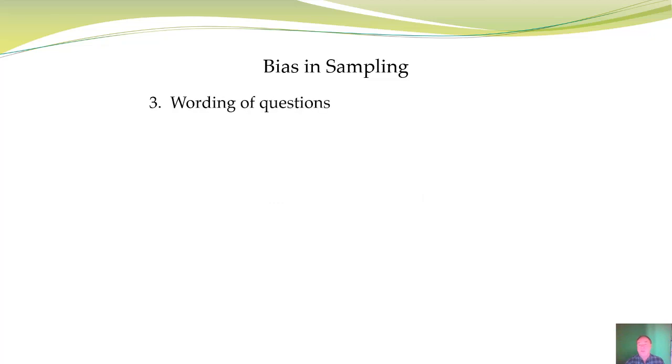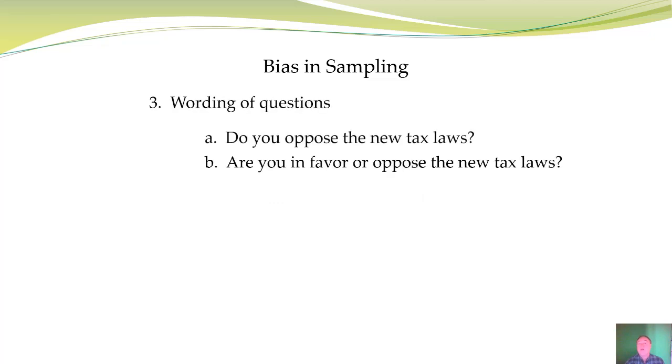Third, wording of questions. A, do you oppose the new tax laws? Or B, are you in favor of or opposed to the new tax laws? There are two different types of questions, two different wordings. With one you have to think a little harder, in favor or oppose. You're going to have to decide, and then you might run things through your mind. Am I in favor or oppose? Where the first question is, do you oppose the new tax laws? Well, yes, right away. Nobody likes tax laws.